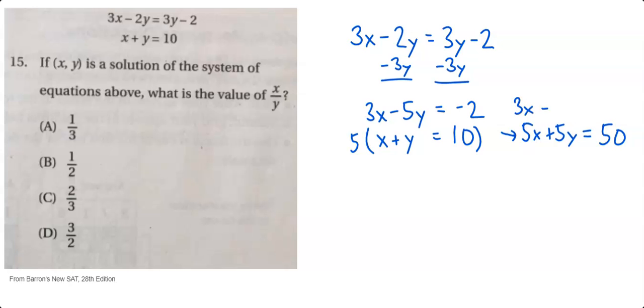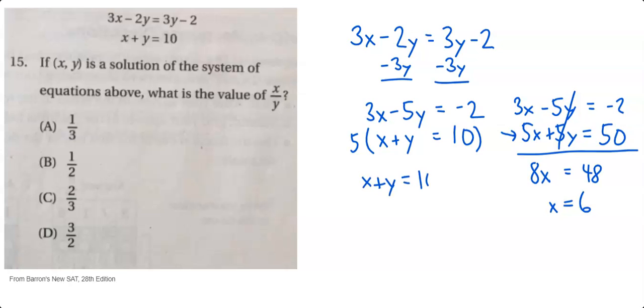All right, now let's combine it with this top equation. We have 8x, and now these two cancel, equals 48. So x is going to equal 6. Now, let's go back to the original second equation, plug x in, we get 6 plus y equals 10. So then y is now going to equal 4. So x over y would be 6 over 4, which is the same as 3 over 2, and that's the answer.